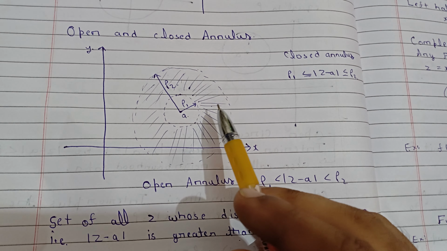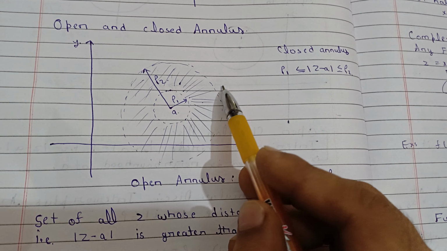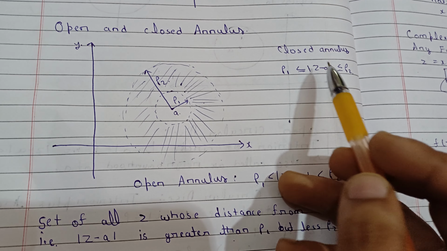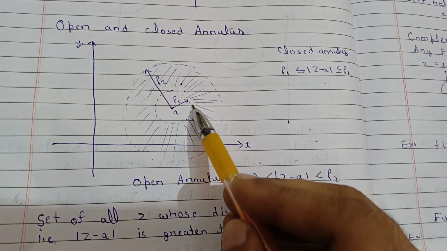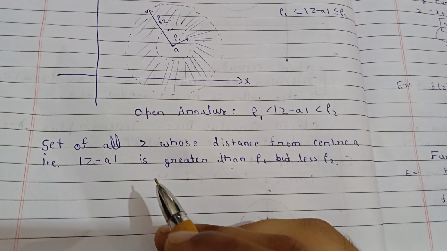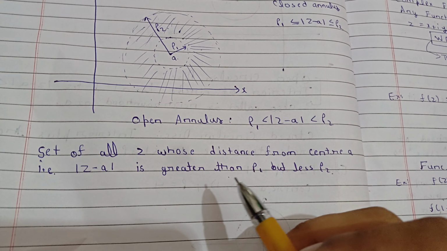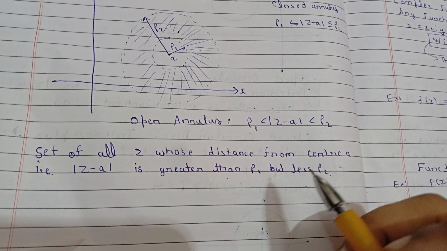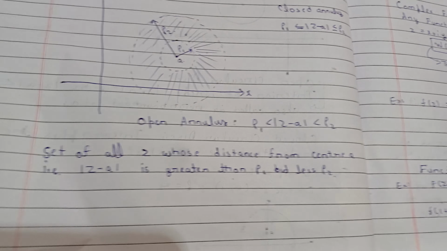So for z - a, the distance should always be between this ρ1 and ρ2. And from here, in the closed annulus, this can be greater than or equal to, or less than or equal to this. Okay. Now the set of all z whose distance from the center a, that is |z - a|, is greater than ρ1 but less than ρ2, that is an open annulus. So I hope it is clear to you.